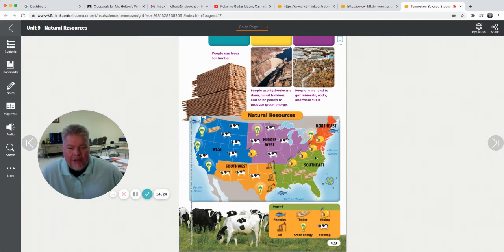Okay, so all these different types of natural resources in the United States. People use trees for lumber. People use hydroelectric dams, wind turbines, and solar panels to produce green energy. People mine land to get minerals, rocks, and fossil fuels. All right, let's keep going.